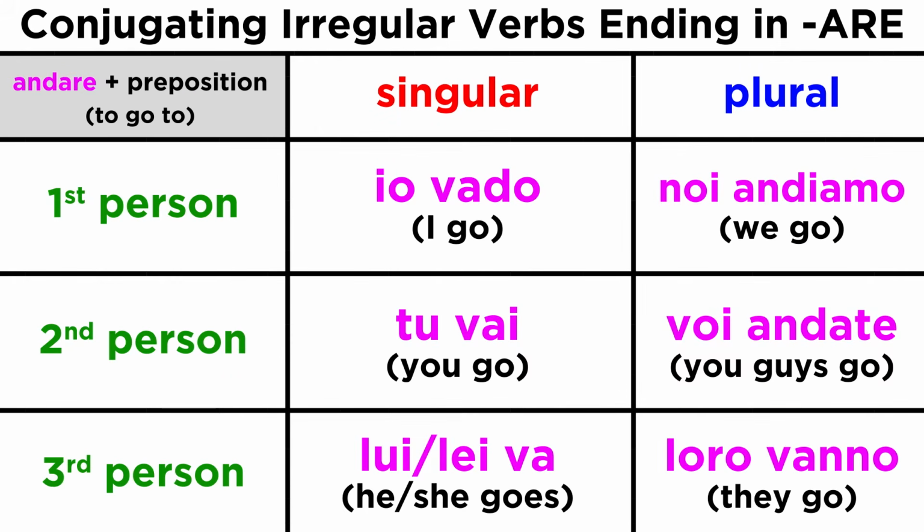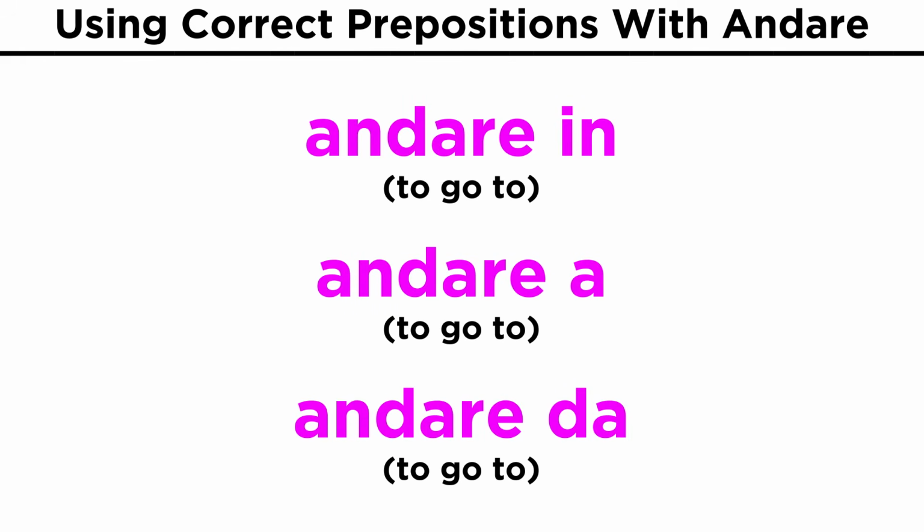The difficulty with this verb is not so much memorizing the forms, but the preposition that is required after. Andare can be followed by in or a or even da, depending on whether the movement describes entering or approaching. The usage of these prepositions is best learned by example rather than rule, so let's go through some common situations.